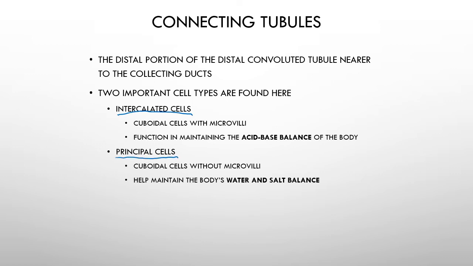Intercalated cells, in terms of their function, are the place where we determine acid-base balance. Essentially, are we concerning ourselves here with hydrogen ion concentration inside the kidneys? Do we need to get rid of more hydrogen ions, or do we need to get rid of more bicarbonate, depending upon whether we're in an acidic or a basic situation metabolically in the body? The principal cells are going to deal with salt balance. Two of the major ones that we're going to look at are sodium and potassium.